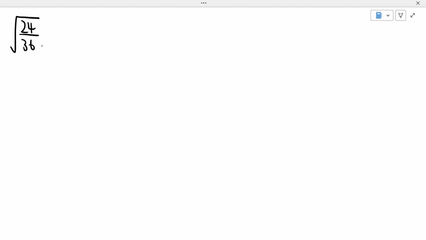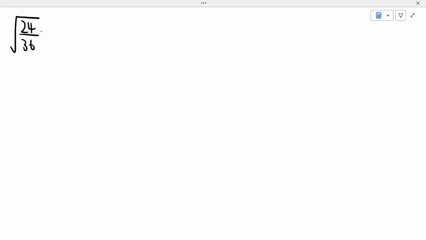Alright, so let's look at a slightly different example. What happens when we have a square root of an entire fraction? Well, the first thing to do is to determine if the fraction is in simplest form, and to do that, we need to find the prime factorizations of both the numerator and denominator.